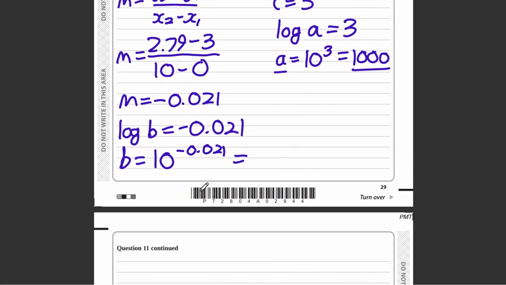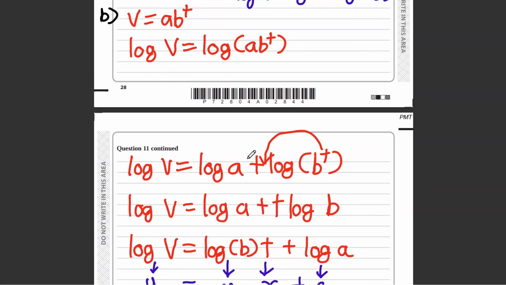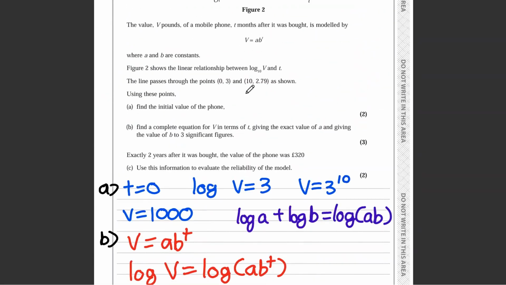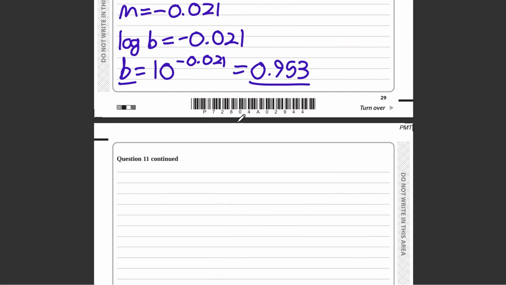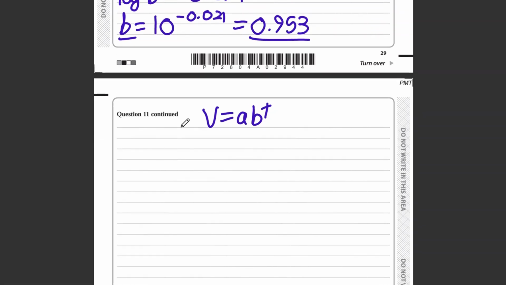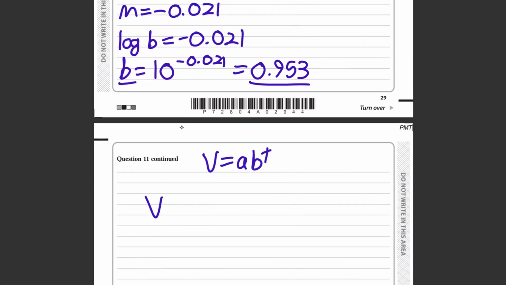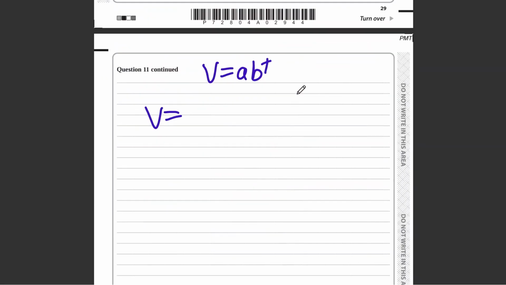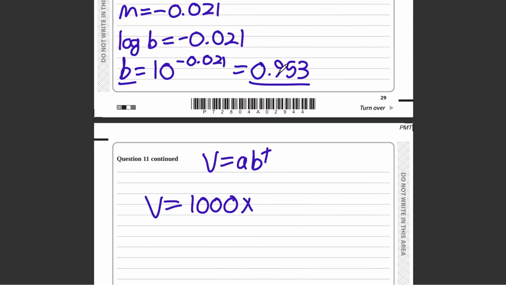This is going to be equal to 0.953 if you put it into your calculator. So we have found the value of a and b, so therefore we can plug this into this equation here. The equation is v is equal to ab to the power of t. So if we plug these values in, we're going to get that v is equal to a, which is 1,000, multiplied by b, which is this 0.953 to the power of t.